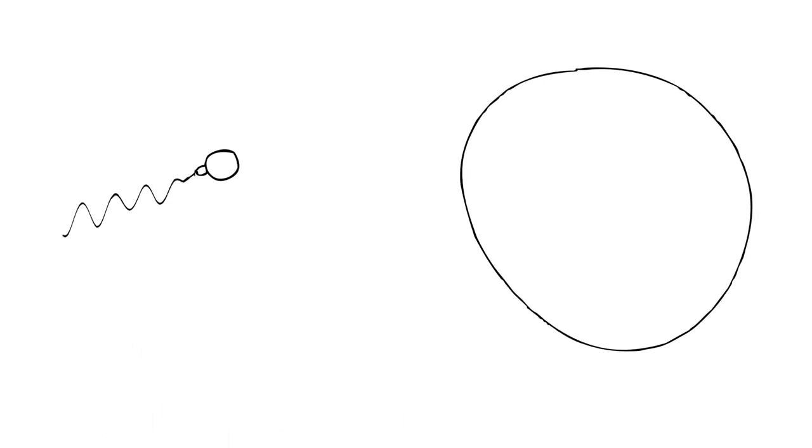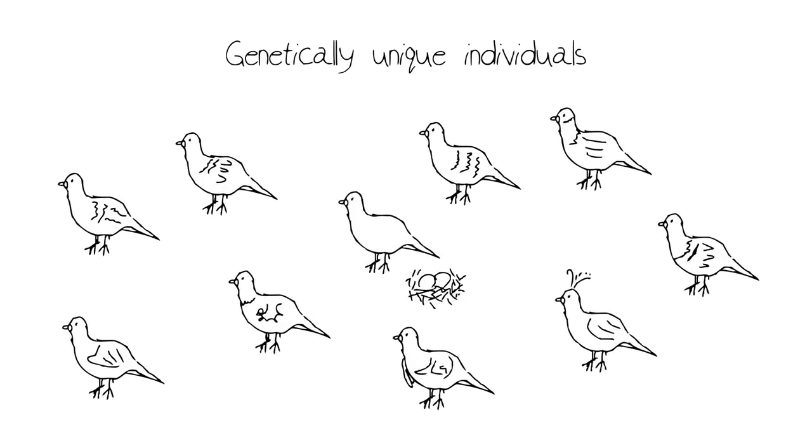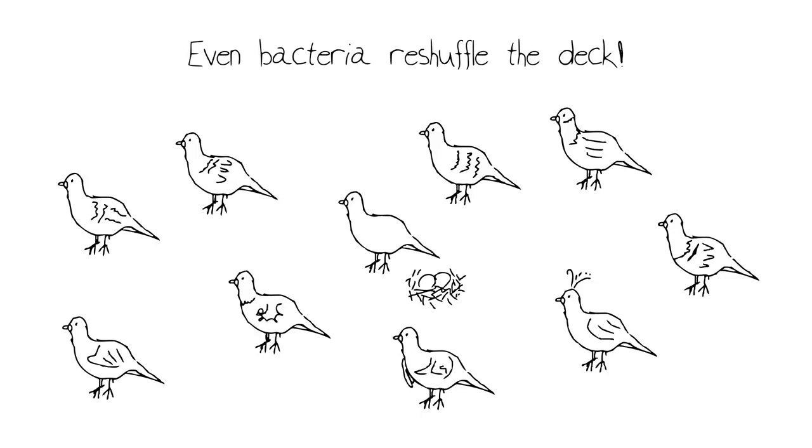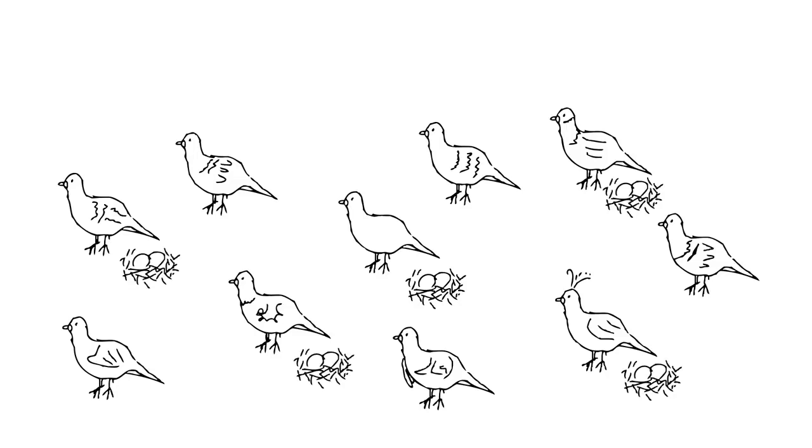This results in chromosomes with new combinations of alleles. And when these genetically varied sperm and eggs come together at fertilization, the result is a bunch of offspring that are genetically unique individuals. Even bacteria, which don't have sex in the same way as organisms with males and females do, have similar processes going on that continuously reshuffle the genetic deck during reproduction, allowing lots of variation in their offspring as well.